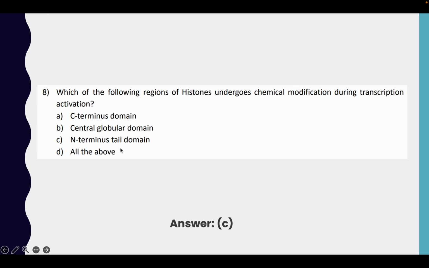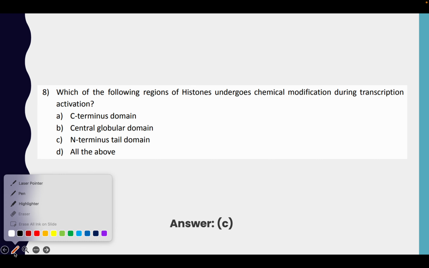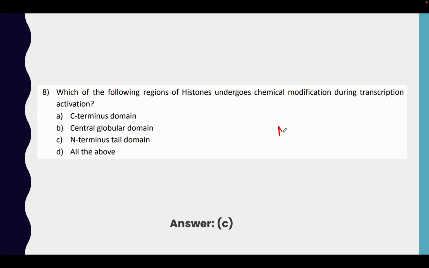Most of the modifications happen on this domain only. Modifications can loosen chromatin structure and allow easier access for transcription factors to DNA, thereby activating transcription. And types of modification are acetylation, methylation, phosphorylation, and ubiquitination. Okay, we already discussed one of those is acetylation. Another is methylation.